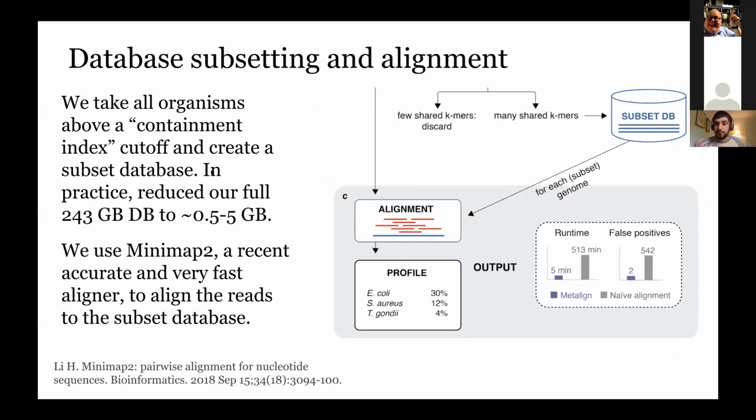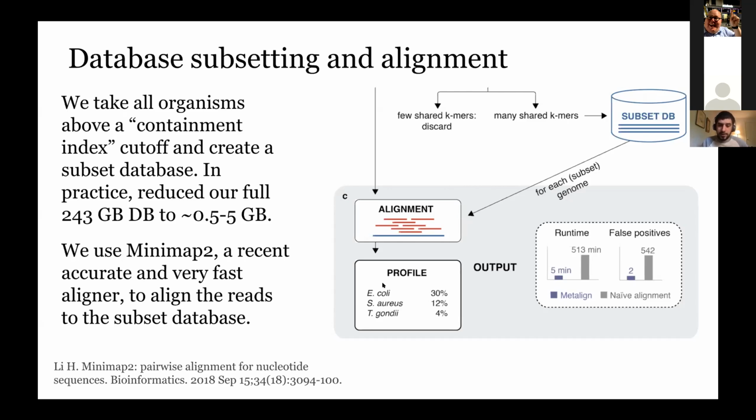In practice, this really dramatically reduces the size of the database. This often reduced our full database, which in our case was 243 gigabytes gzipped, to about 0.5 to 5 gigabytes. It varies because it depends on the diversity of the sample, how many organisms you need to include in your database. But the point is, it's a dramatic reduction, and then alignment is much faster. We use Minimap2, which I assume most people are familiar with, but it's basically a more recent aligner that's very fast and very accurate. We compared it in some tests with BWA-MEM and found that it was just as accurate for us.